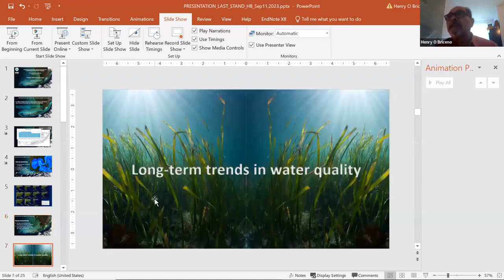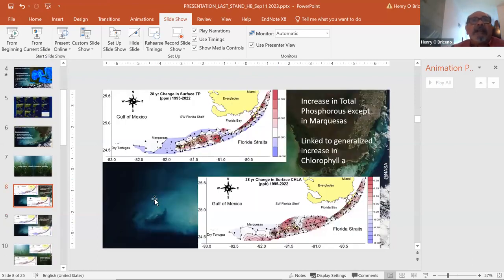Okay, what are the long-term trends? I'm going to give you a summary of what happened in the last 28 years. Phosphorus has been increasing along the Keys themselves, the islands, and that increase seems to be related to an increase also in chlorophyll. That means that the algae is growing for sure. It's growing much more because we have more phosphorus, more nutrients for them, and that phosphorus comes from the cities themselves, and urban development.